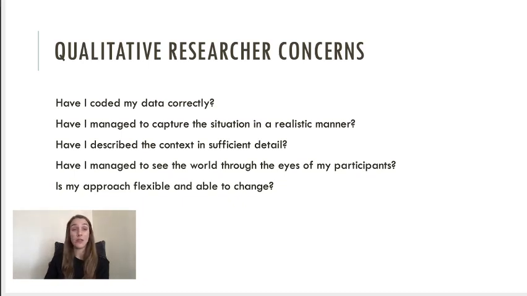We have to ask if we've captured the situation or the question at hand in a realistic manner, if we're getting the true qualities of a person. You have to ask if you've described the context in sufficient detail. Remember, this is part of research reporting. We want to be very clear, very concise in what we did and how we captured our information. All right, we want to provide lots of detail. Have you managed to see the world through the eyes of your participant? All right, this can be challenging.